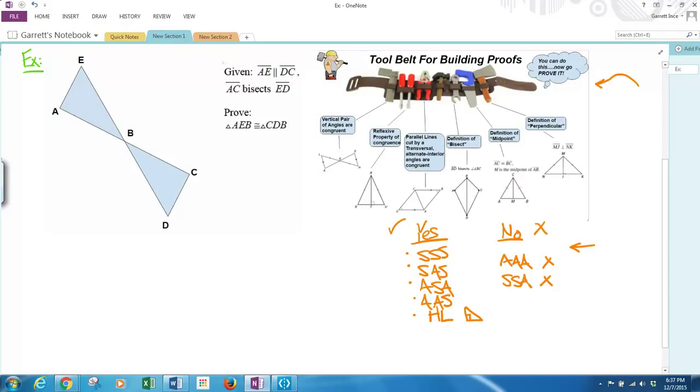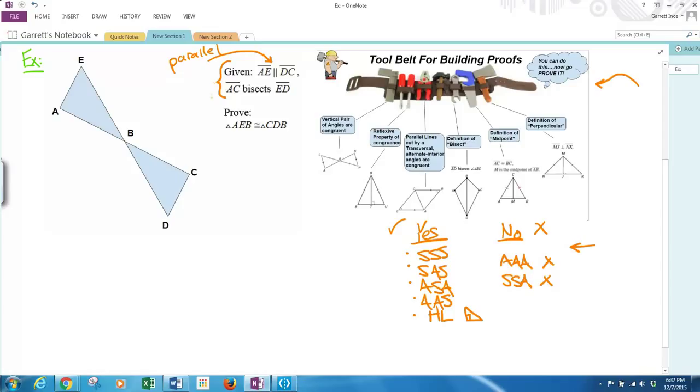First thing you should always be doing is, hey, let's take a look at the givens. What do I have? What do I know? Then we're going to work from there. So it is given to us that side AE is parallel to side DC. Remember, this symbol here refers to parallel. I notice some people often forget that.